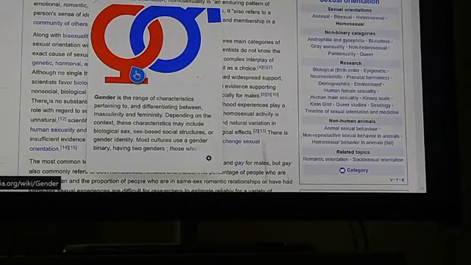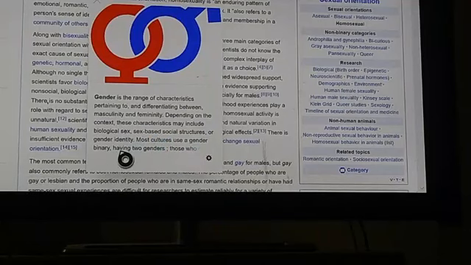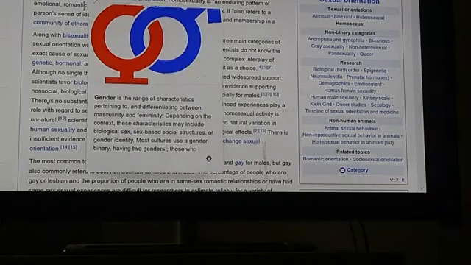So, depending on the context, these characteristics may include biological sex, sex-based social structure, see the actions, right? In order for it to be social, you have to be implementing it into society, right? Sex-based social structures or gender identity. Most cultures use a gender binary, having two genders. And there's others, right, that people use, like the homosexual community use different gender identity structures, right?